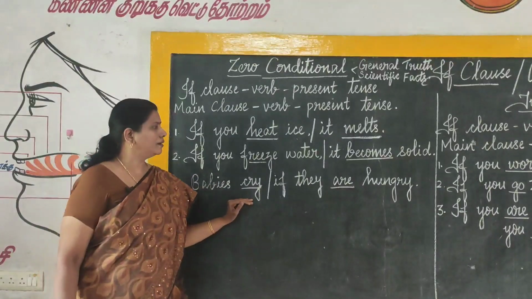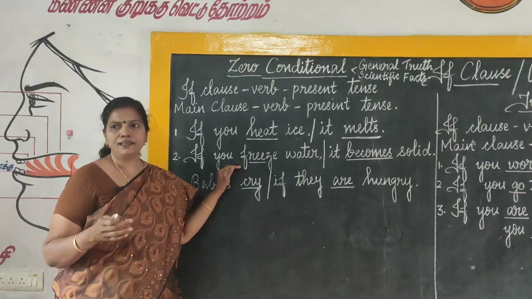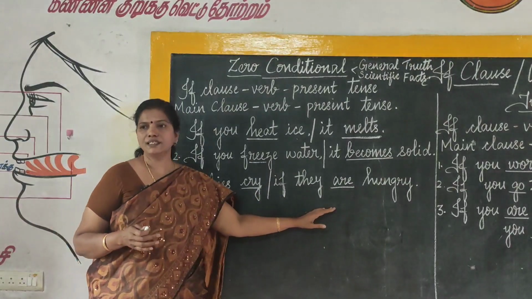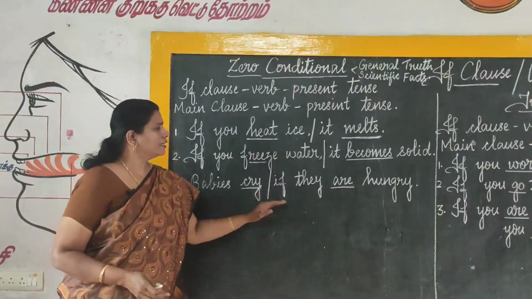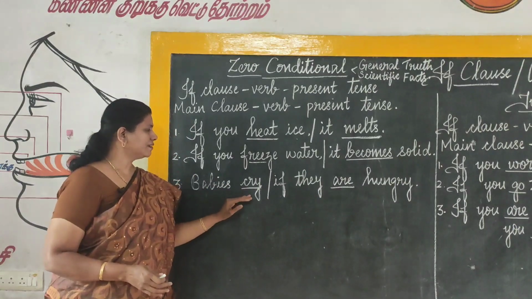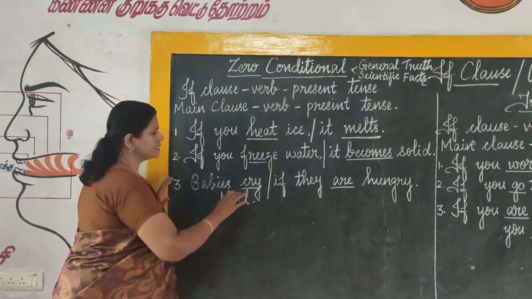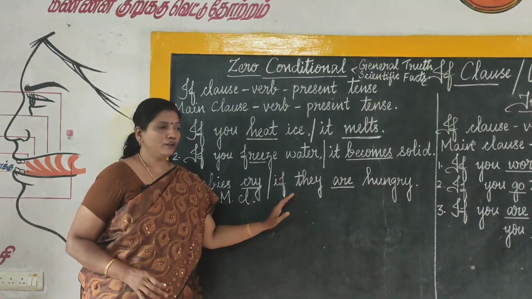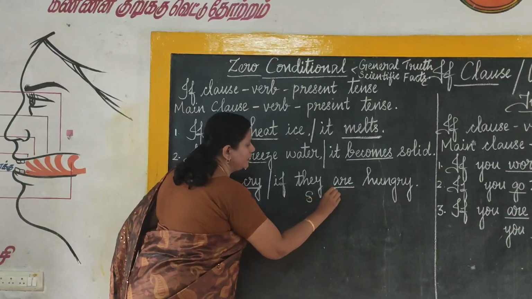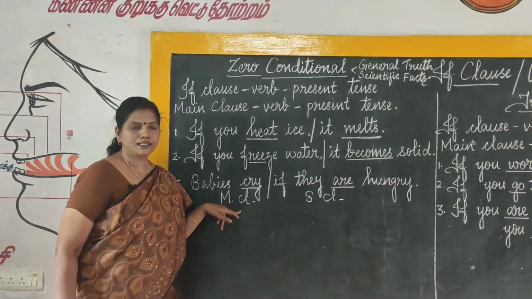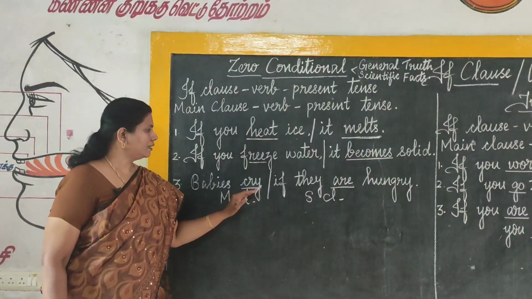Then, babies cry. You should not think that the if clause should come only at the beginning of the sentence. It can come in the second part of the sentence also. For that we can see an example. Babies cry if they are hungry. Babies cry, that is the main clause. When do they cry? If they are hungry. If they are hungry is the subordinate clause. The main clause is otherwise called the result clause. This is the dependent clause or subordinate clause or if clause. Babies cry if they are hungry.